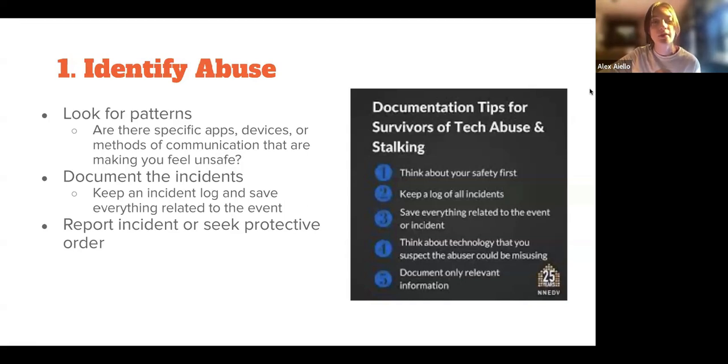And then we also can report the incident or seek a protective order. So a protective order is when someone is legally prohibited from contacting or being in close proximity to someone else. That's often given to survivors when they are in an unsafe situation. So that's always an option that you can seek. Number one, identify the abuse.